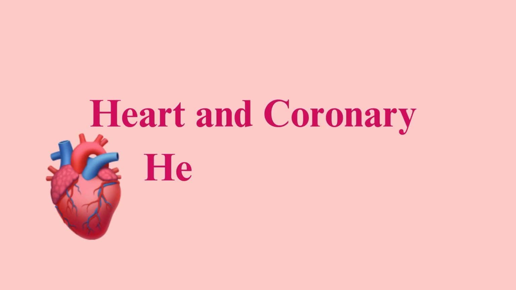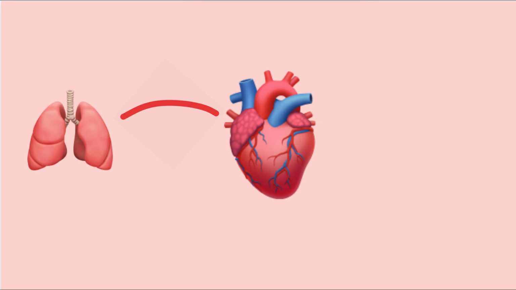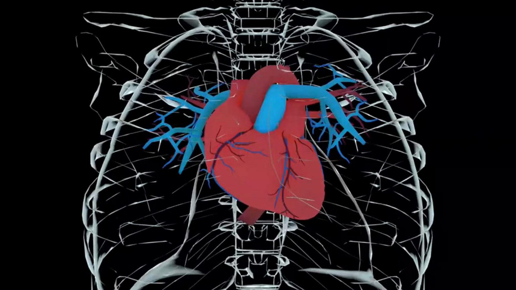Heart and coronary heart disease. Heart structure. The primary function of the heart is to pump deoxygenated blood to the lungs and pump the oxygenated blood back to the body. The heart maintains blood circulation by beating regularly.